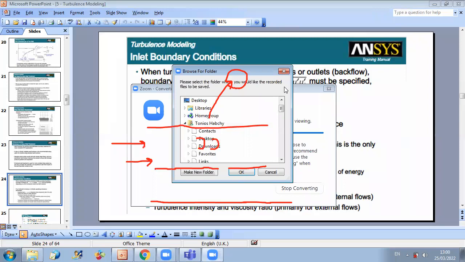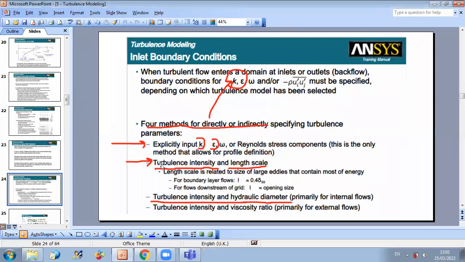Okay, so the second option, as we said, is that we introduce the turbulent intensity and length scale. In general, length scale is related to the size of large eddies that contain most of the energy, and this is measured experimentally. That is, you should measure it in order to implement it in your CFD, or you can take typical values from literature data. So for example, for boundary layer flow, it's equal to 0.4 delta 99. What we mean by delta 99 here is, when you have the boundary layer development, the thickness of the boundary layer when it is developed at 99%.